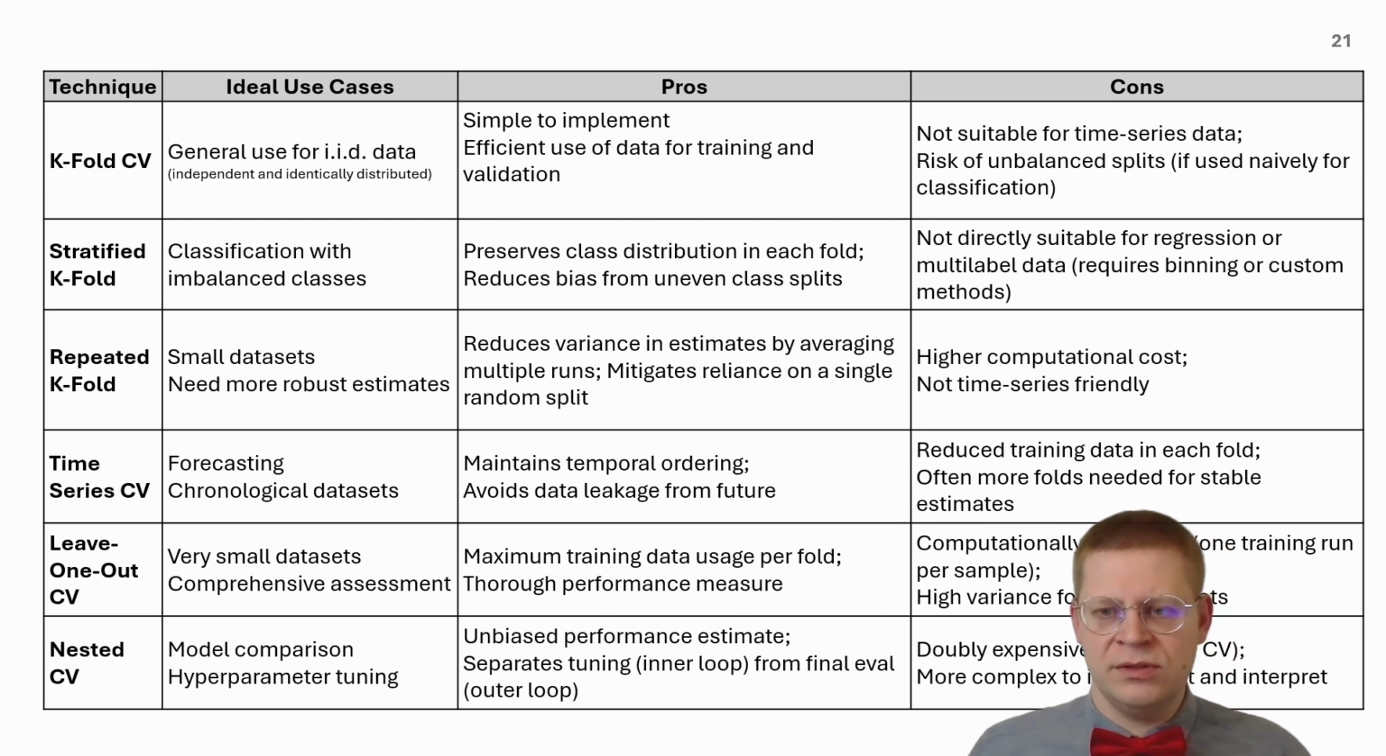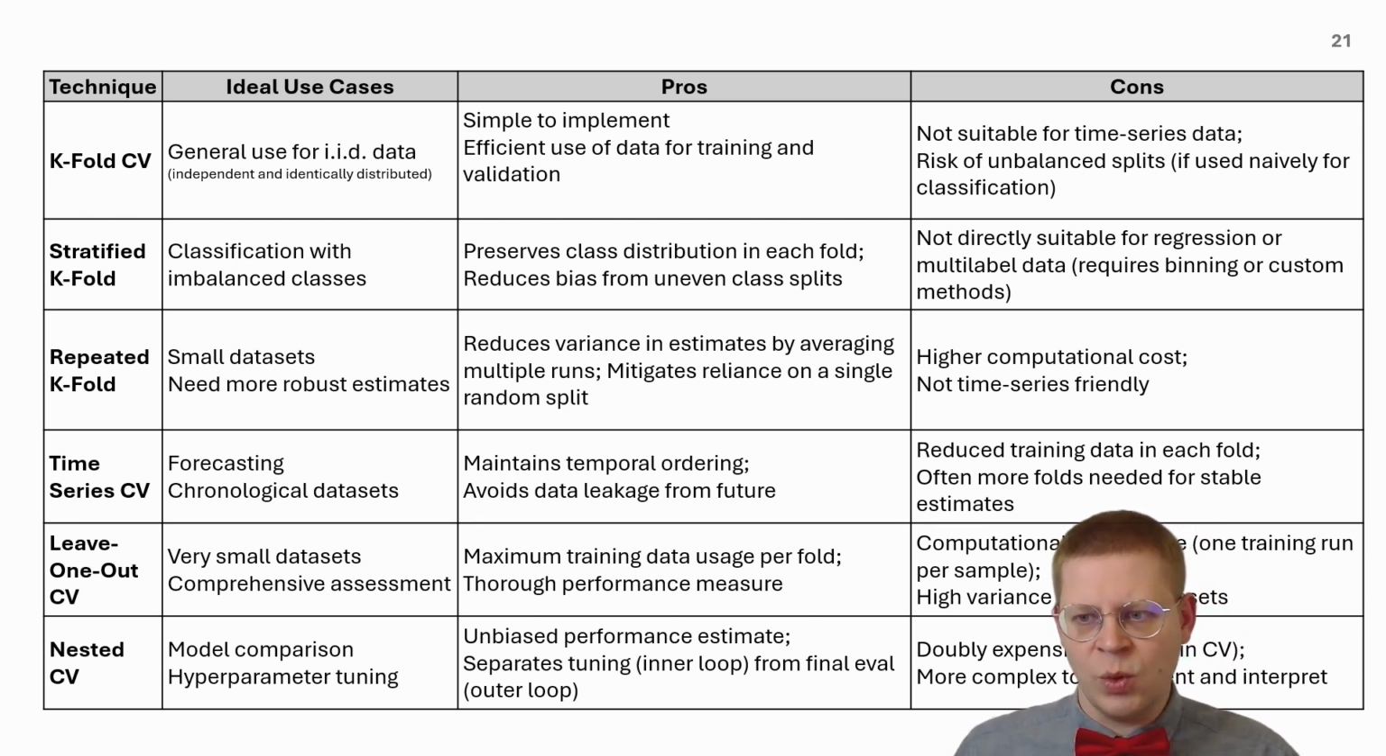Repeated K-fold is helpful when we have a small dataset and we want more robust estimates. We simply repeat the K-fold process multiple times with different shuffles, then average the results. This lowers the variance for our performance estimate. The cost, however, is increased computation because we're effectively running K-fold multiple times. And it also doesn't solve issues for time series data.